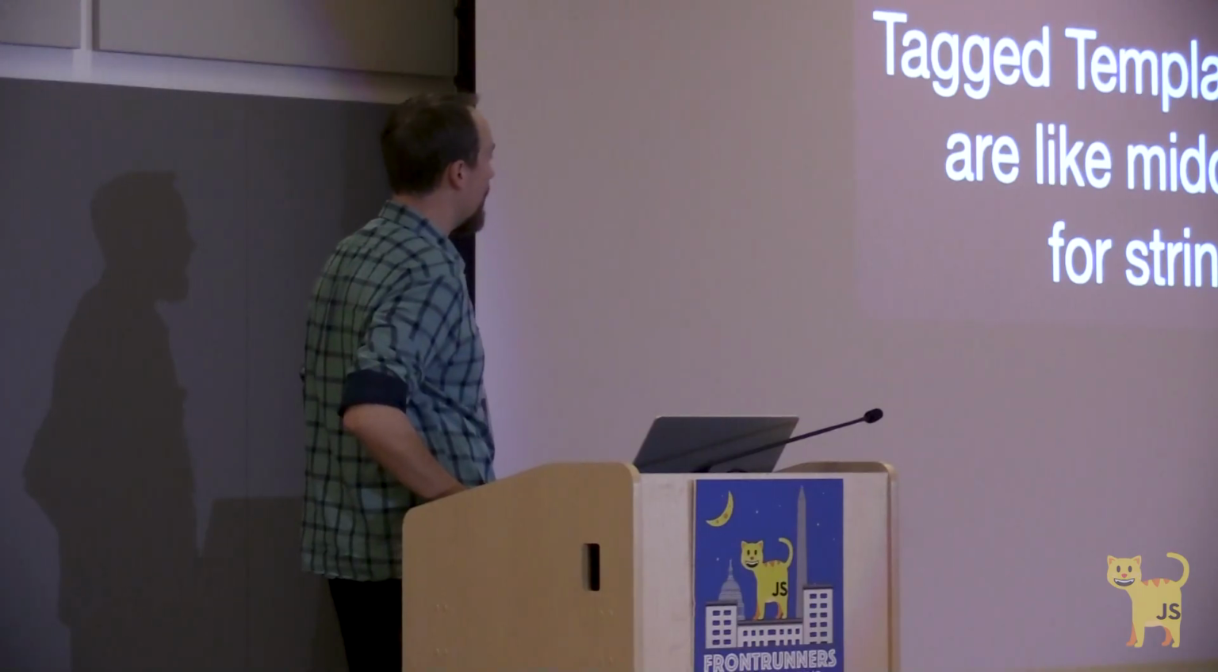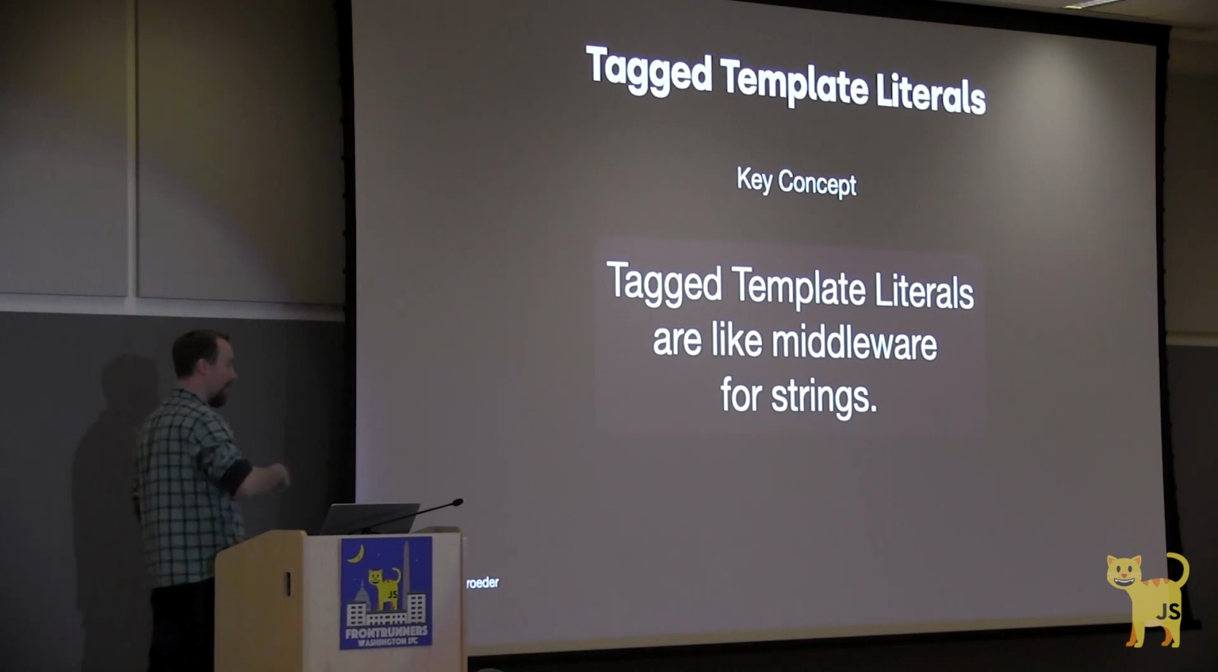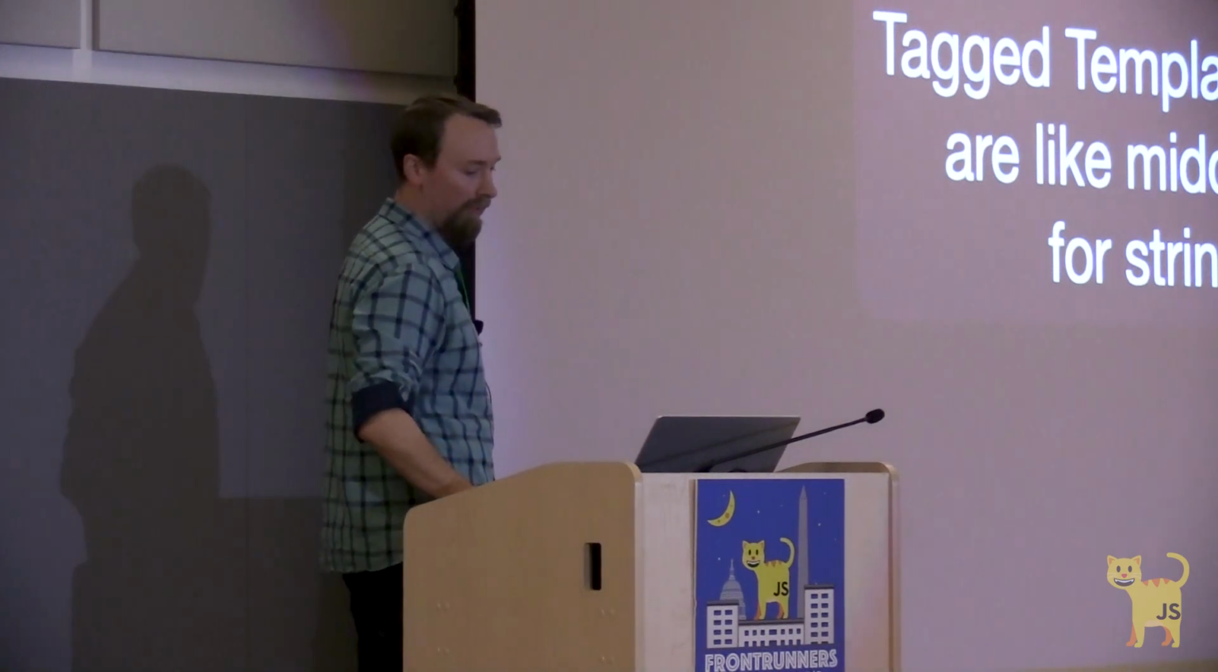The key concept here is tagged template literals are like middleware for strings. So proxies are like middleware for objects. Tagged template literals are like middleware for strings.